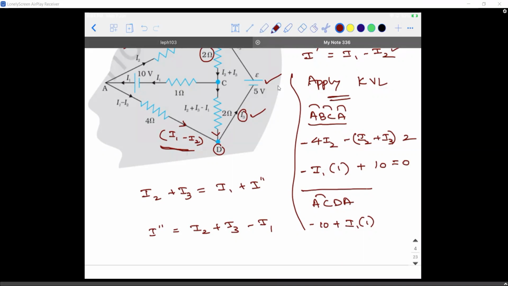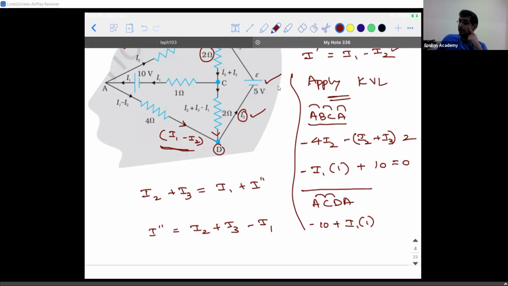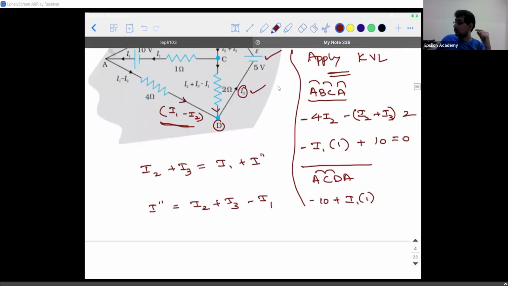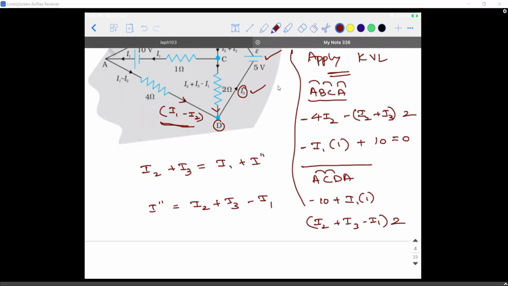Similarly, when you go from C to D, what will happen? I2 plus I3 minus I1 multiplied with how much? Multiplied with 2. Is it negative or positive? That is what I am more concerned about. Negative. Okay, perfect.